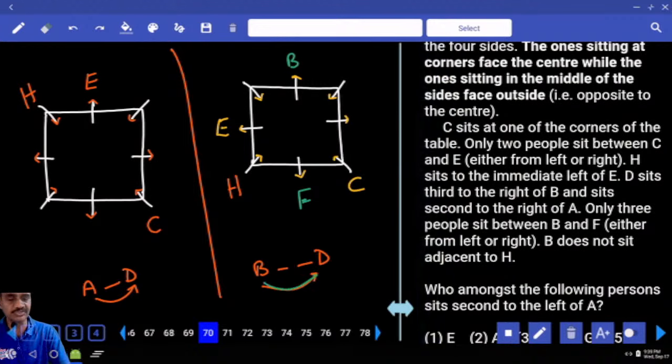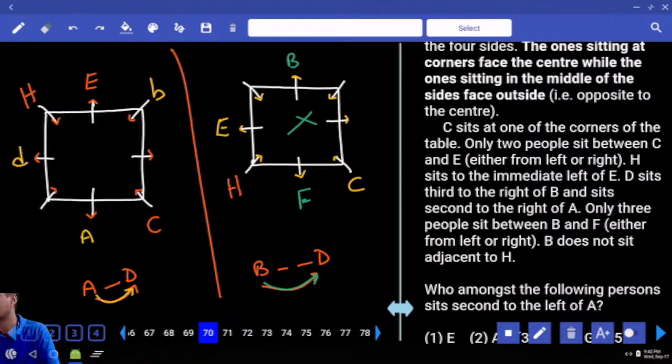Then, hence, D cannot be at this place. Are you getting this one or not? Then, if B is at this place, then what happens? D sits second to the right of B, then D will be here. If D is here, then D is seated second to the right of A will be here. A is here, then B does not sit adjacent to whom?